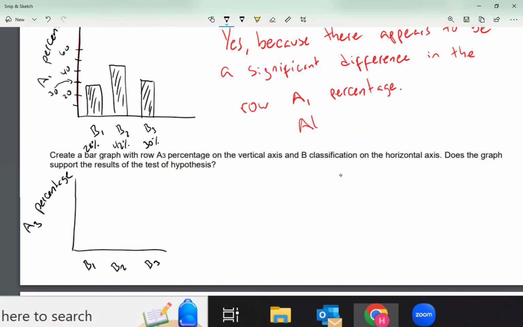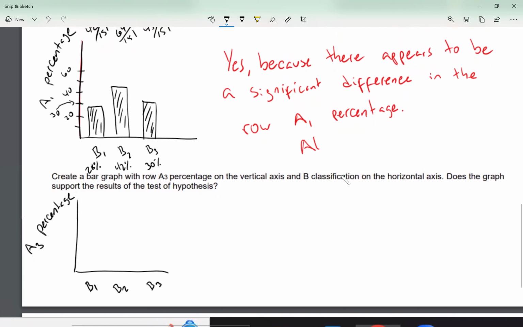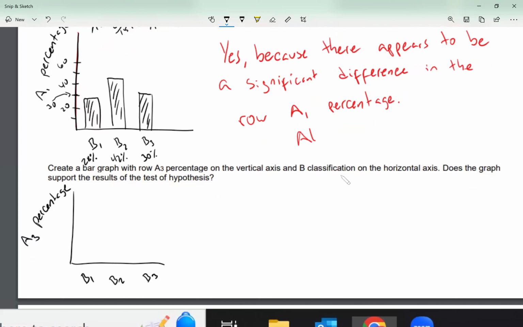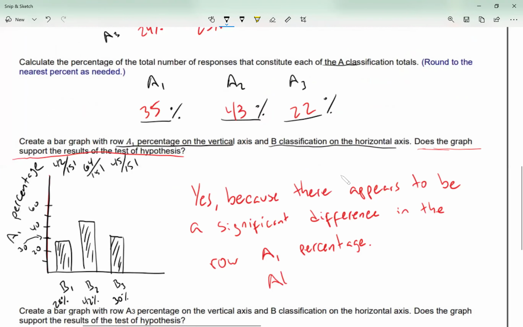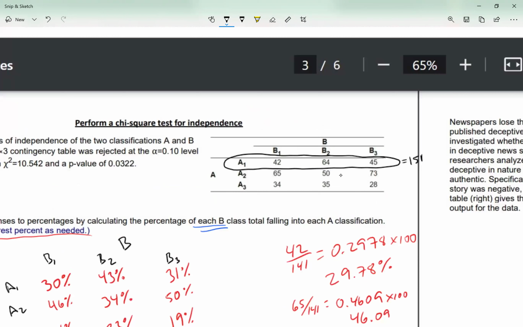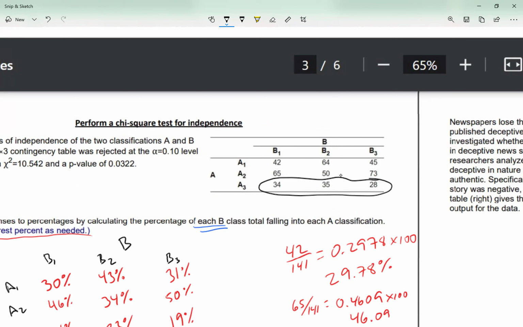And then I'm going to ask you, does the graph support the result of the test of the hypotheses? So I'm going to do some bars here. What I'm looking at are my A3 percentages, okay? On the table, I'm looking at my A3 values, each of those numbers divided by the total. So let me do that on my Excel spreadsheet.